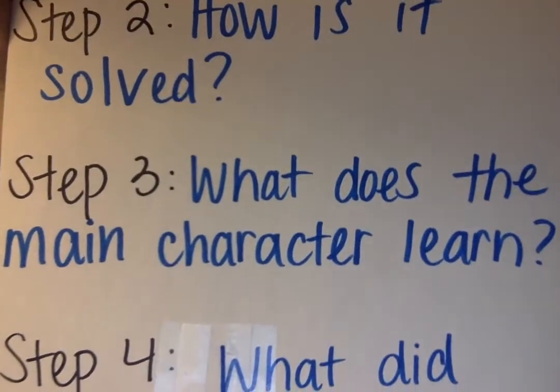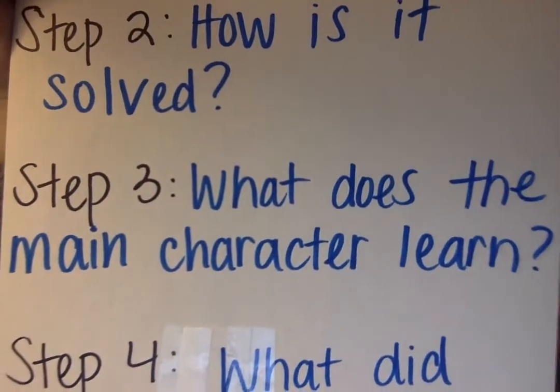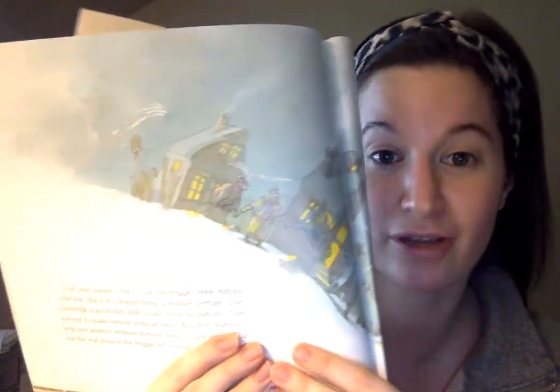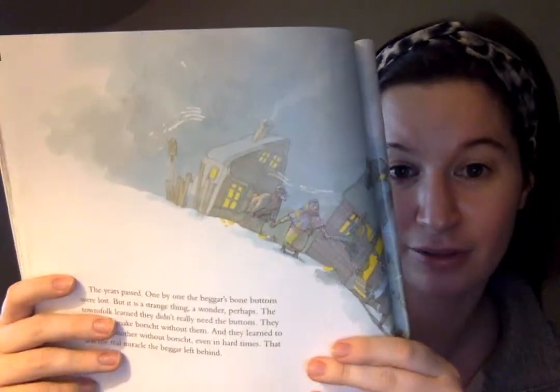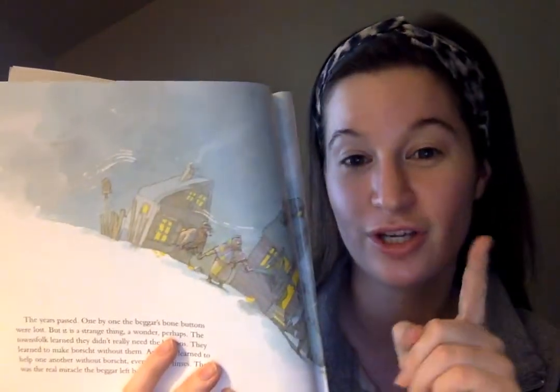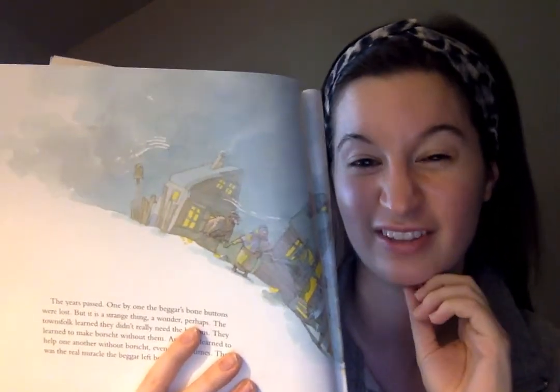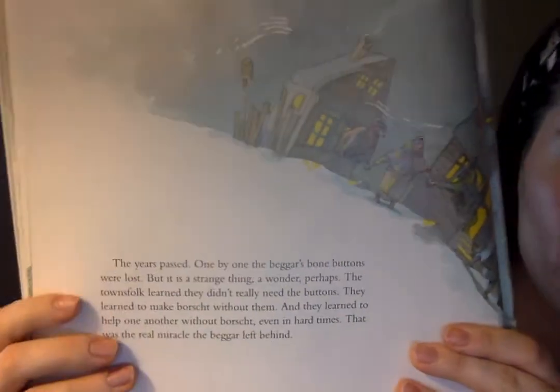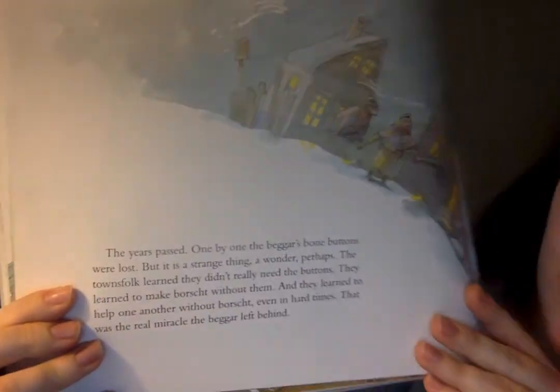Step 3, what does the main character learn? What I noticed is, not only what does the beggar learn, but all the other characters learn the lesson that the beggar kind of leaves for everyone, which is that the townsfolk learn that they should be helping each other even in hard times. The reason I knew that, friends, is because I flipped to the back of my text, one of the last few pages. That's usually a good place to look when you're trying to figure out the lesson learned. So looking at this last page right here, I'm going to read a portion of it to you and tell you how I figured out the lesson learned.